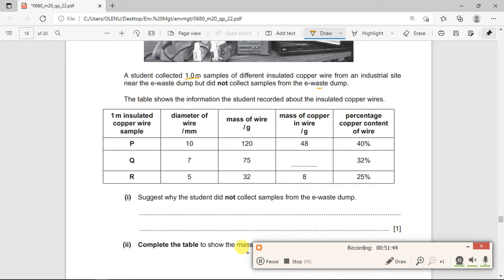Now, suggest why the student did not collect a sample from the e-waste dump. First, the e-waste dump is too dangerous, so he's looking at his health.